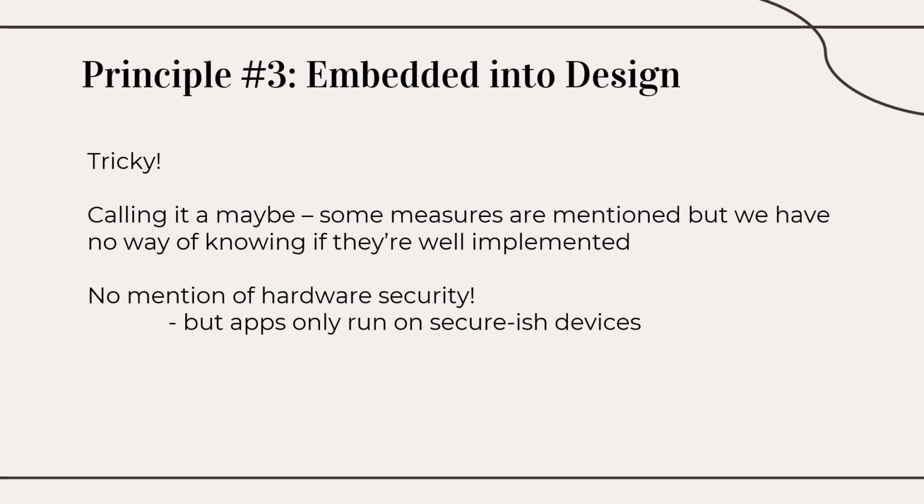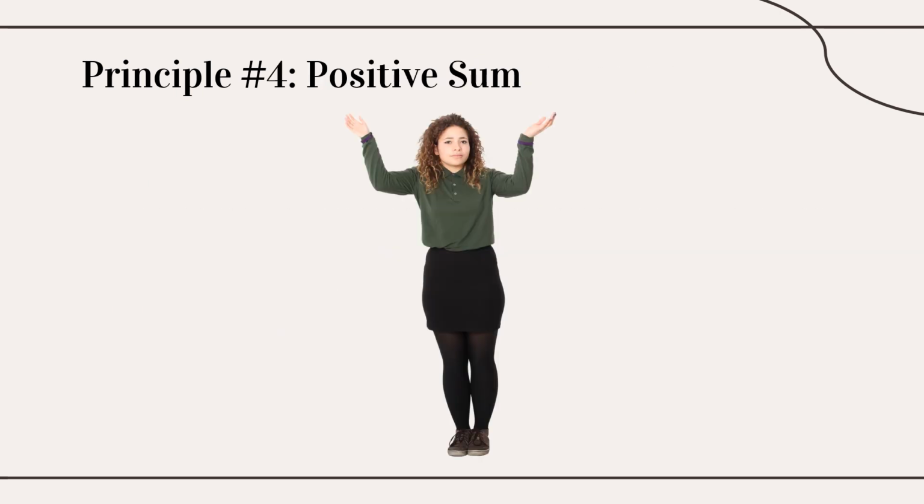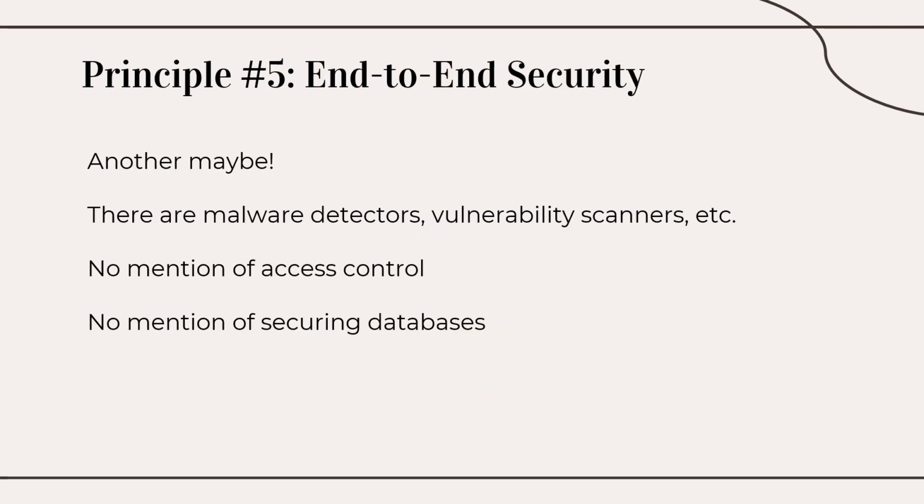However, software security assurance doesn't have any. They could be using a different model, so it's all very maybe. Fourth, positive sum, no mention is made of conflicts that may arise. This might be because it depends on the client. It might mean that it depends on the application they're developing. It depends on a lot of things, but no mention is made, so we don't know.